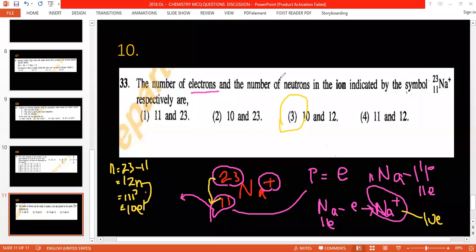This class will end in 1 minute. If you have any doubt, ask. The number of protons is equal to the number of electrons, yes, but here Na plus is given. Look at this one. Na plus. So in Na, the number of protons is 11 and the number of electrons is 11.